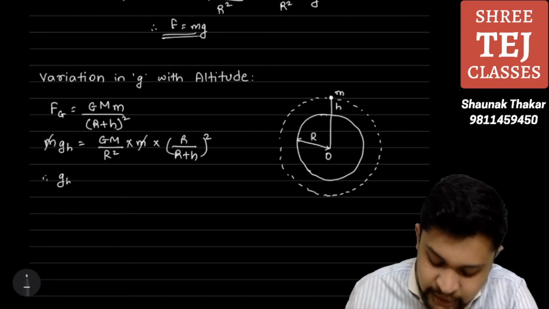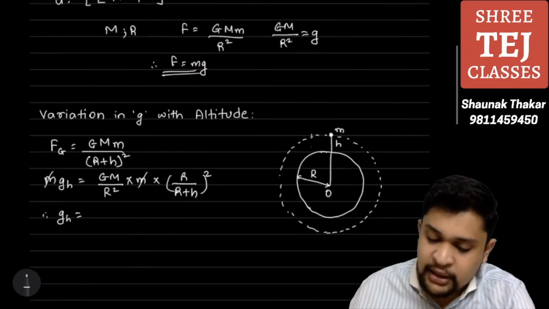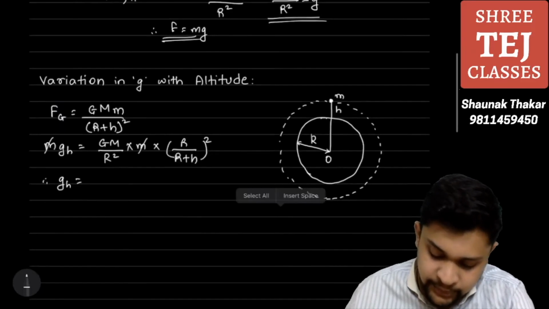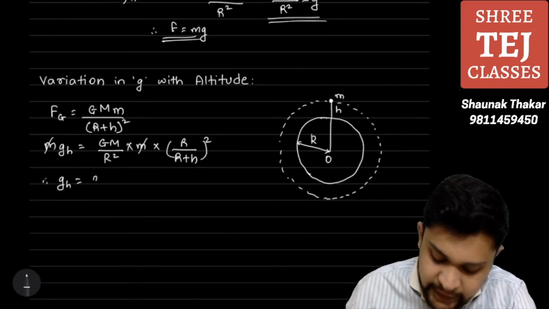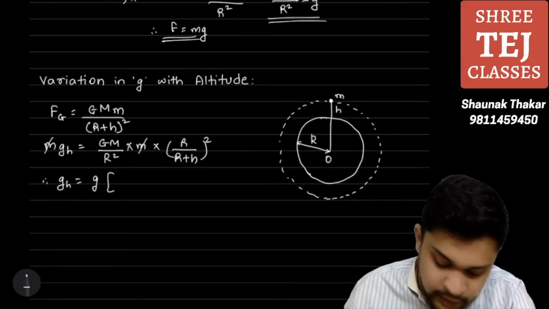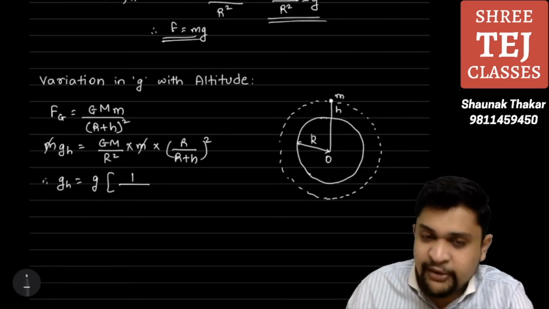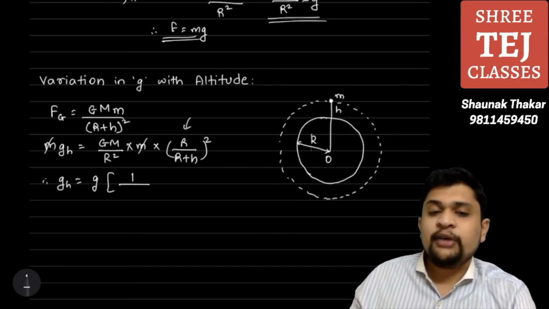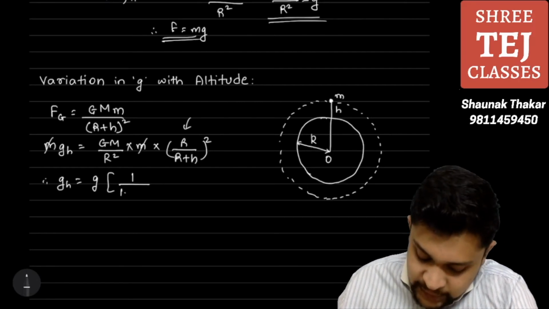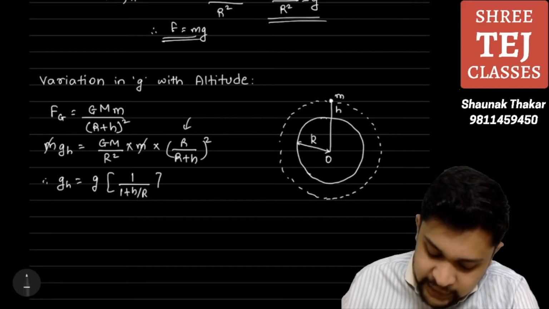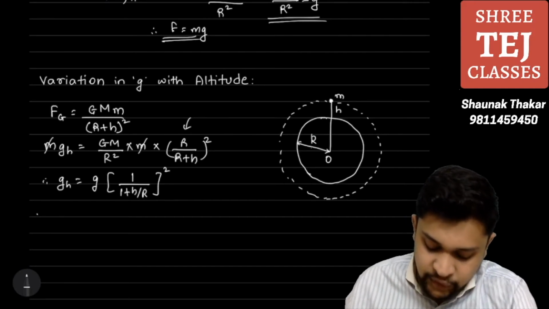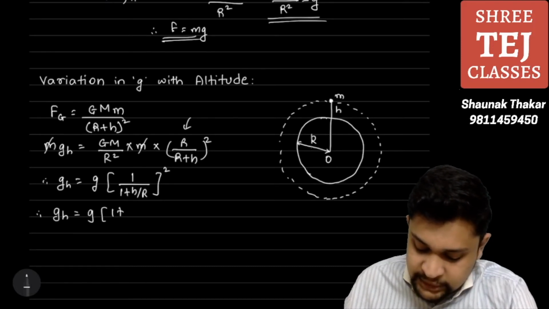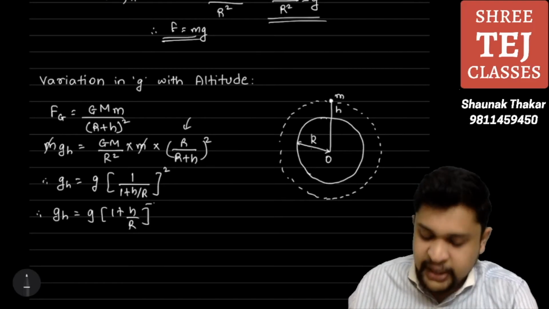Therefore, g of h is equal to GM upon r square, which is nothing else but the gravitational acceleration g. Therefore, we get this is equal to g into 1 upon. Now, if we divide by r, both numerator and denominator in this term, what would we get? We get 1 in the numerator and 1 plus h by r in the denominator. Therefore, we will get g of h is equal to g into (1 plus h by r) raised to minus 2.